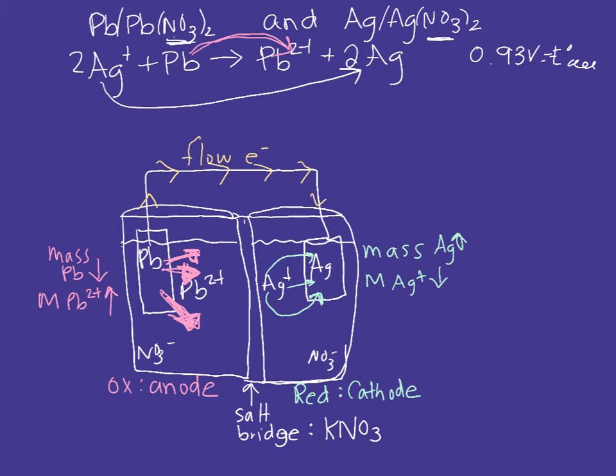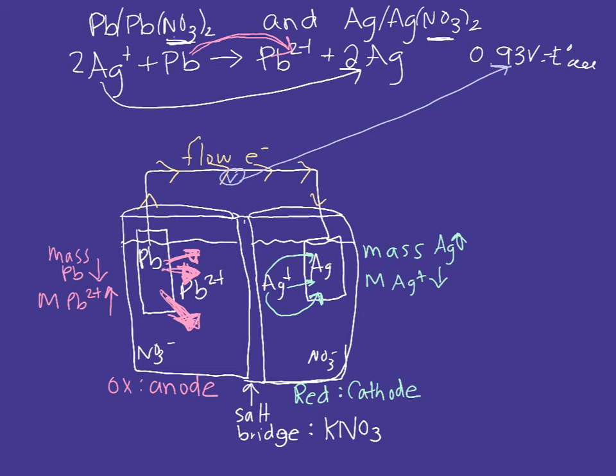If we were to put a voltmeter on this, which I didn't draw, but if you want to, you can put a little voltmeter here. V is usually the symbol. If it's a standard cell, it should read this voltage, but it will only read this if our molarities are 1 and we meet all the standard conditions.